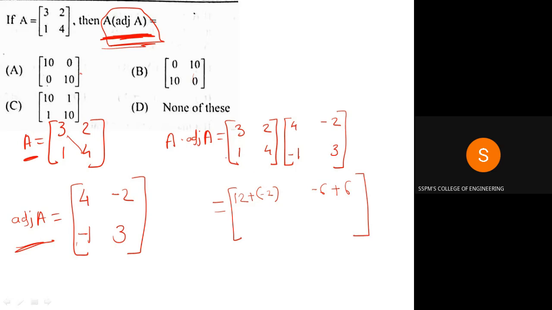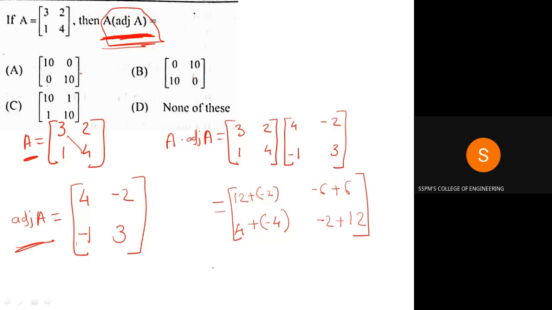We will multiply the second row and first column. So 1 into 4 is 4, plus 4 into minus 1, which is minus 4. Now the last step is the second row with the second column. So 1, 4 we multiply with minus 2, 3. So 1 into minus 2 is minus 2, plus 4 into 3, which is 12.